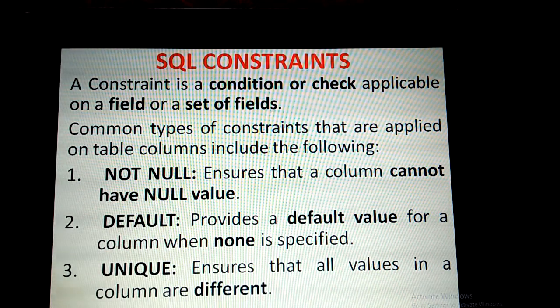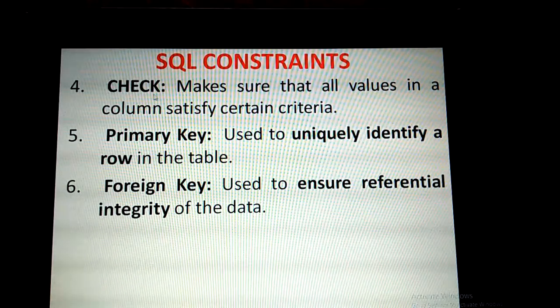Next is the unique constraint. It ensures that all the values in a column are different. Unique, you know the meaning of unique. Unique means different. So every value in the column must be unique. And the next constraint is the check constraint.